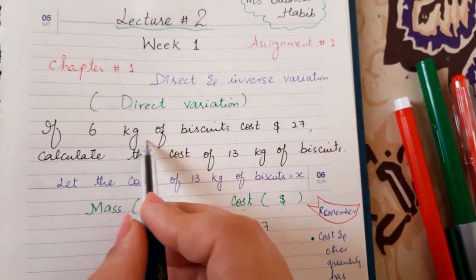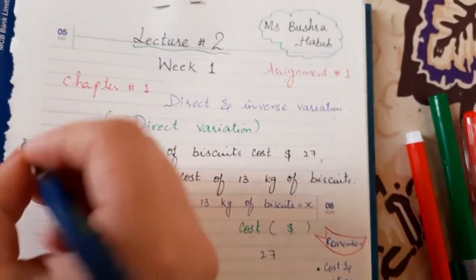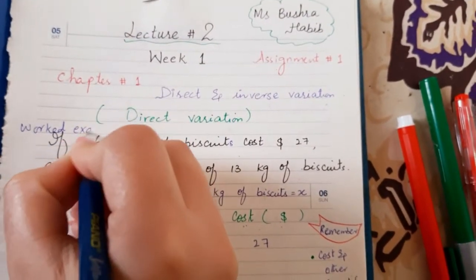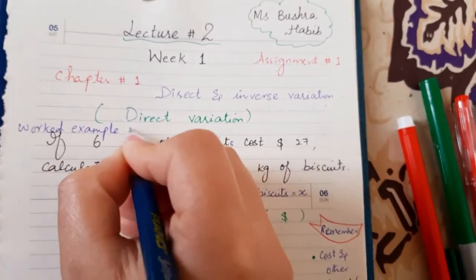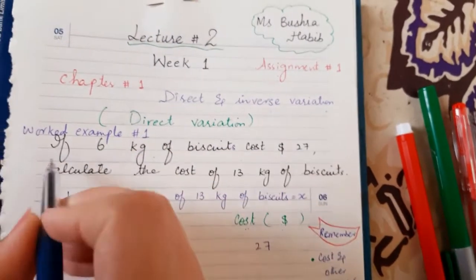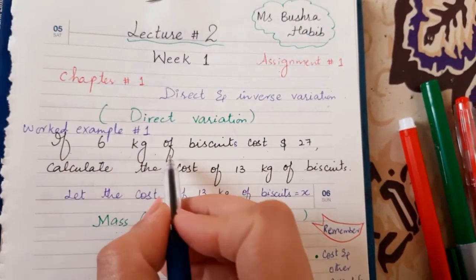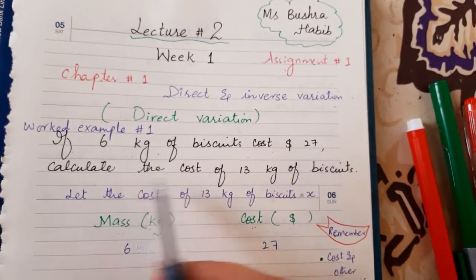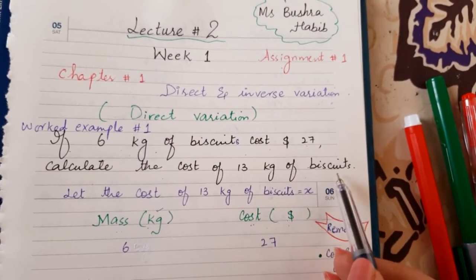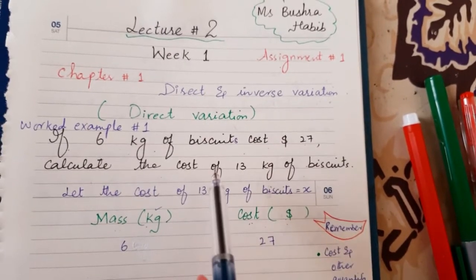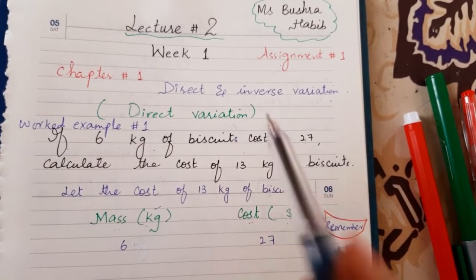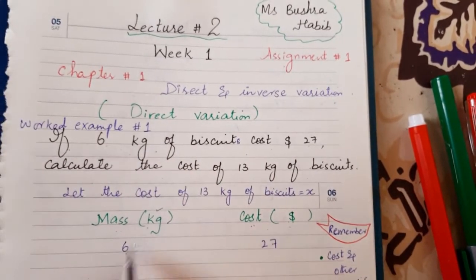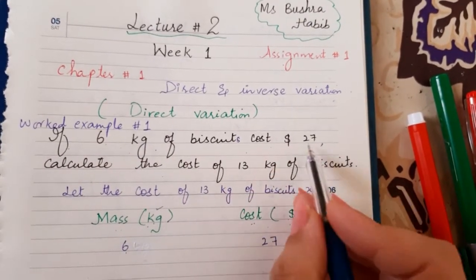The question which is given to you is your worked example number 1. What is the question? If 6 kilogram of biscuits cost $27, calculate the cost of 13 kilogram of biscuits. It means that three quantities are given to us. We have to let the fourth one be unknown. For 6 kilograms of biscuits, the cost is 27.